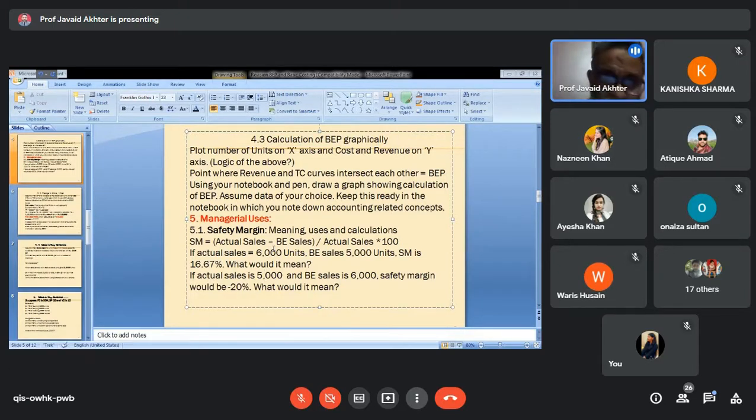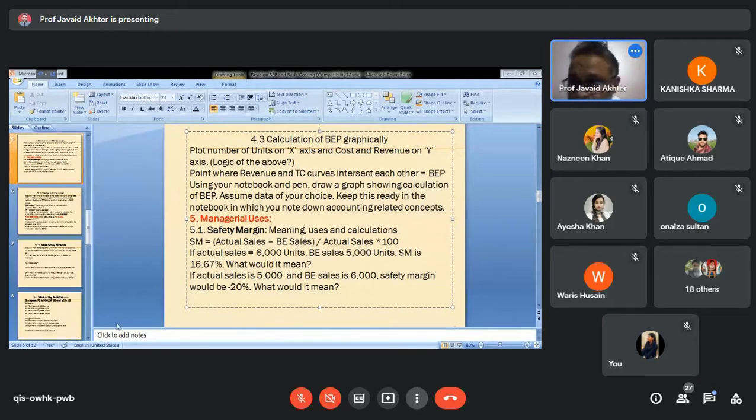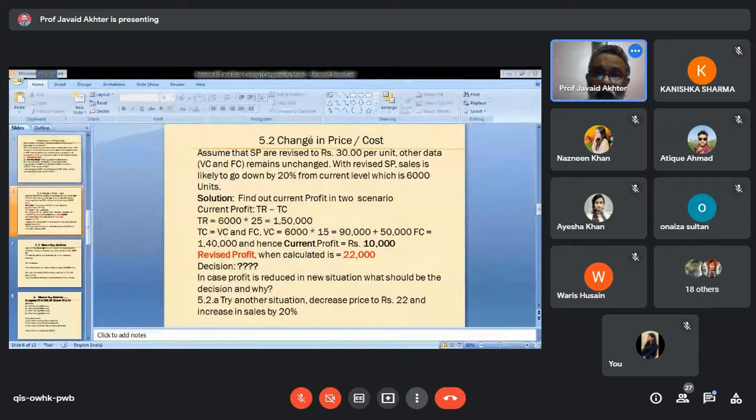So one of the managerial uses is the safety margin. If this is clear, I'll explain to you the next use, another use of break-even analysis. Or do you have any question here? If no, I'll explain to you another use.